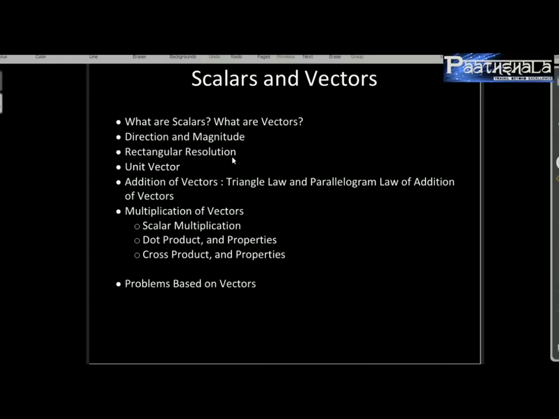How to resolve vectors along the Cartesian coordinates in the rectangular coordinate system. What is a unit vector? Addition of vectors and subtraction as well. Addition and subtraction are carried out using the triangle and the parallelogram law of vectors. Multiplication of vectors. Multiplication involves scalar multiplication, that is multiplication of a vector by a scalar quantity, dot product and the properties of dot products, and cross product and the properties of cross products. And then we shall be looking at a few illustrative examples based upon vectors.